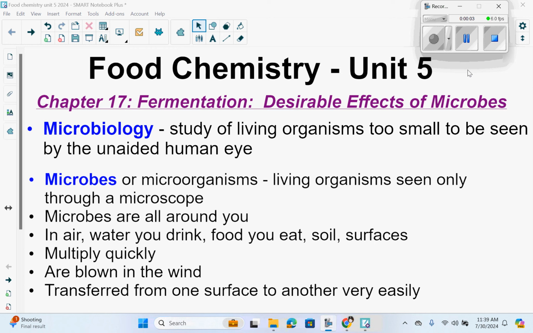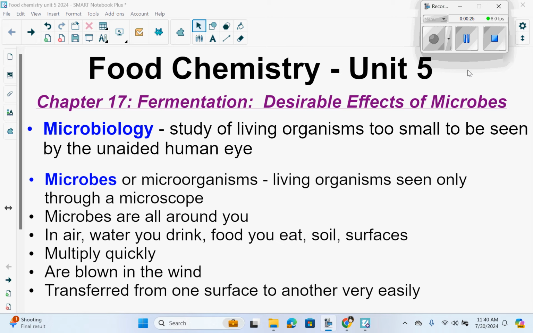This is Food Chemistry Unit 5, Chapter 17, Fermentation, Desirable Effects of Microbes. Microbiology is the study of living organisms too small to be seen by the unaided human eye. Microbes, or microorganisms, are living organisms seen only through microscopes.